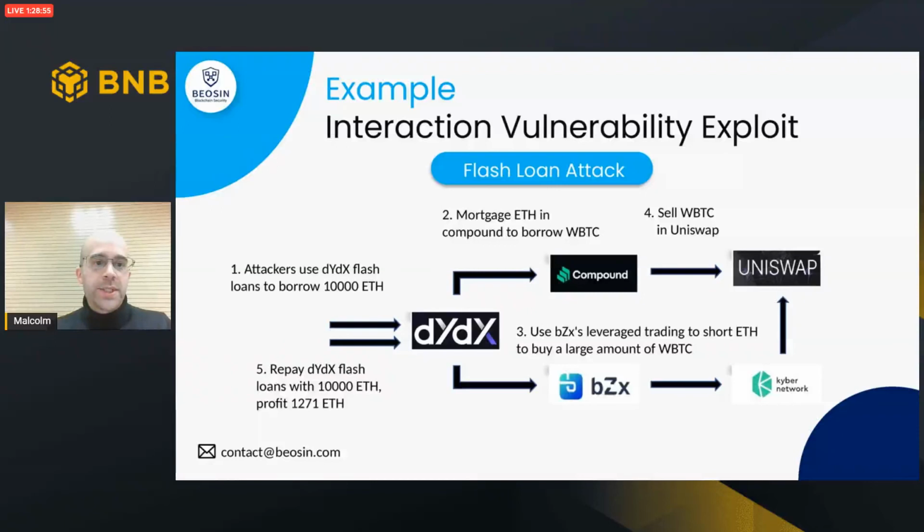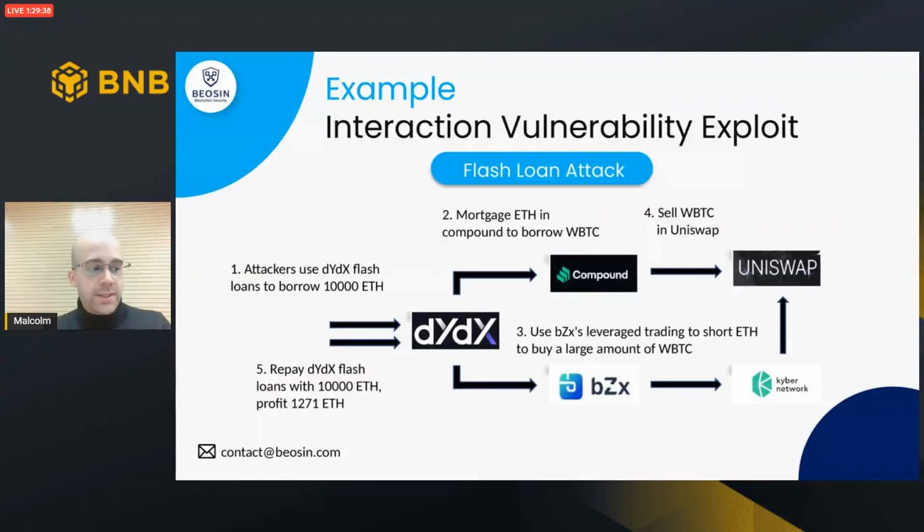On the Compound protocol, they used the Ethereum to do a borrow against wrapped Bitcoin. And on the BZX protocol, they did a similar thing, but they used the Ethereum to take a leverage short position against wrapped Bitcoin. So they actually received a value 5 times the worth of their Ethereum in wrapped Bitcoin instead. So they leveraged the flash loan of 10,000 Ethereum to get an even larger amount of wrapped Bitcoin. They transferred this wrapped Bitcoin to the Kyber network to trade it against Ethereum.